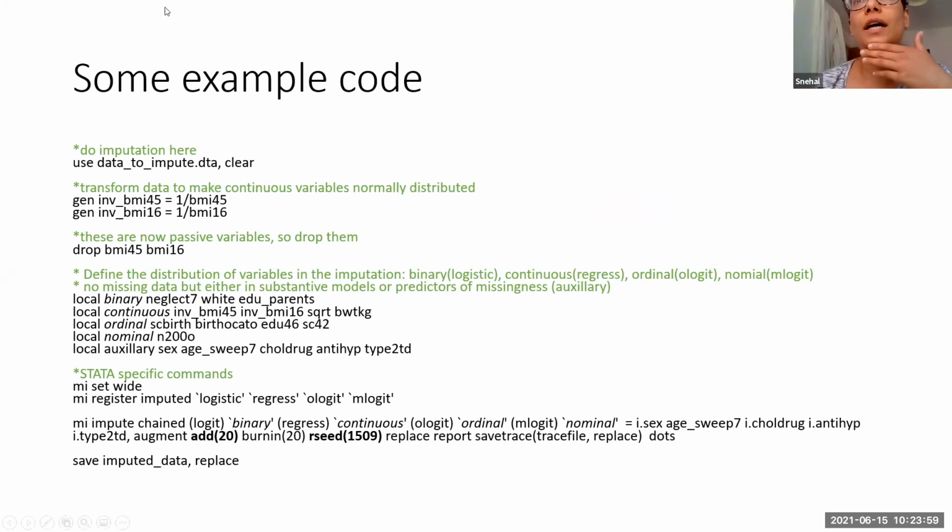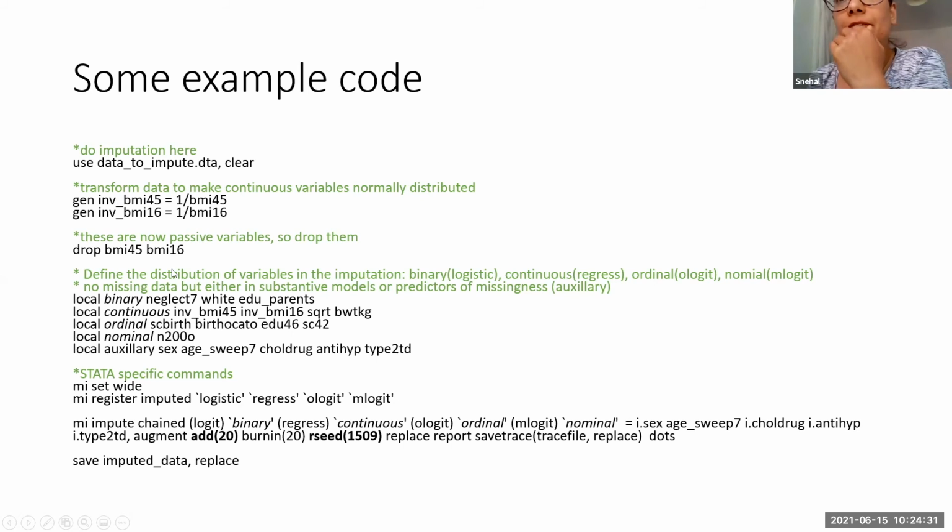As an example here, I've just brought in my data set. When I brought in my data set, I realized that BMI at 45 and BMI at 16 were not normally distributed. But the inverse of BMI at 45 and the inverse of BMI at 16 were normally distributed. So I transformed my data, and now I'm going to use inverse BMI at 45 and 16 in my imputation. And so I no longer need BMI at 45 and 16, so I drop those variables.